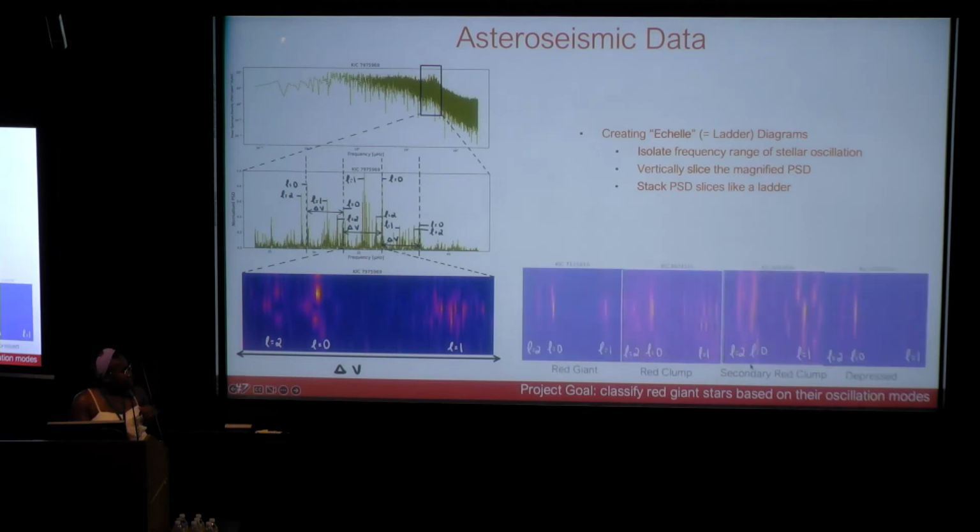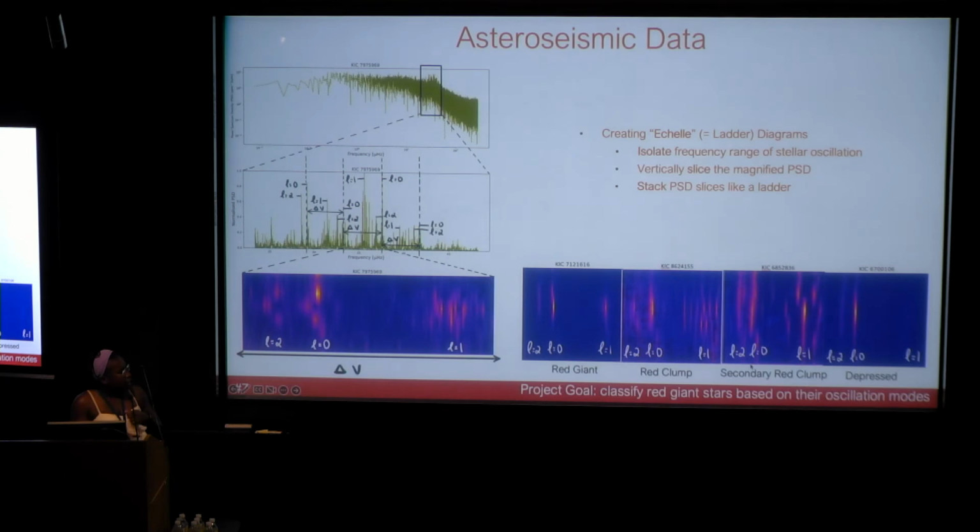And so here we also have the Echelle diagrams for all of the stars that we are trying to classify. And so from left to right, we have the red giant branch stars, which shows slight scattering, but is mostly linear in that region. Again, we have the red clump star. Next, we have our secondary red clump star with more prominent scattering. And lastly, at the end there, we have what is known as our low amplitude or depressed oscillation mode stars with no visible L equals 1 oscillation mode.